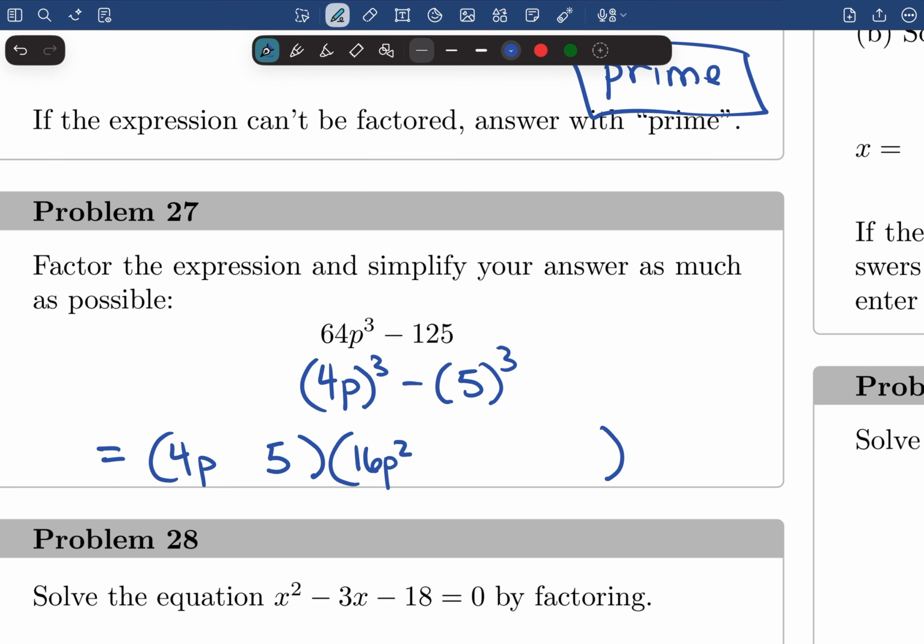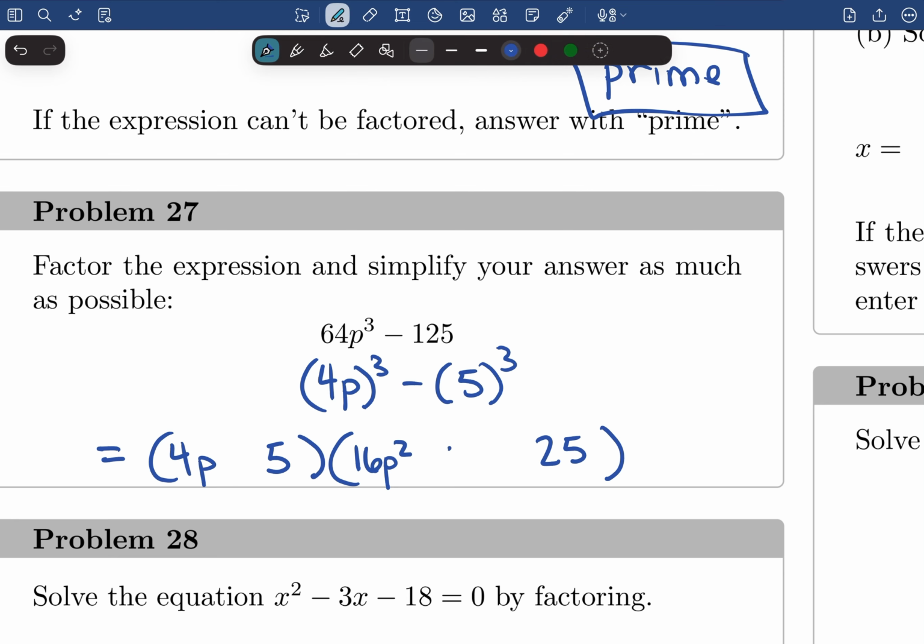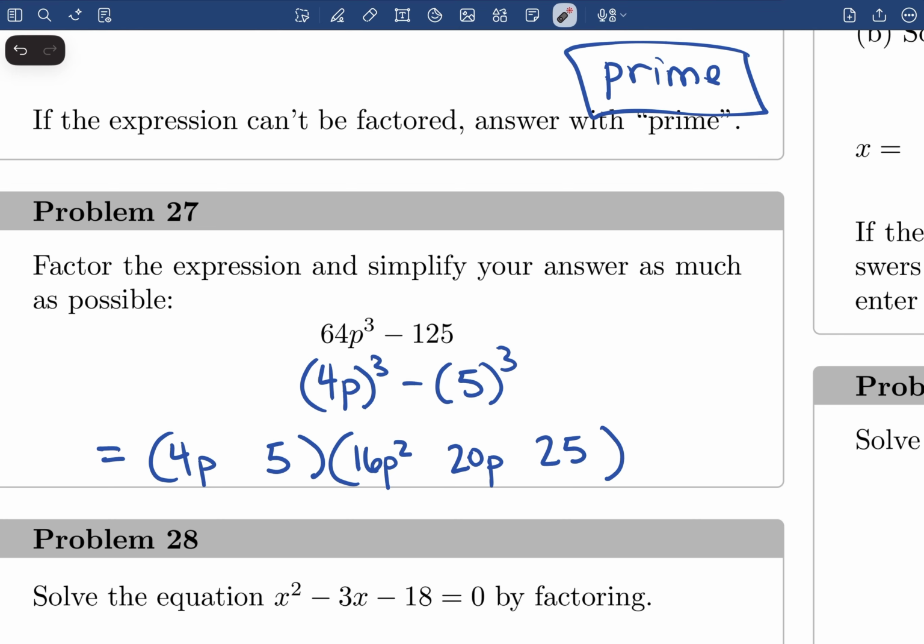5 squared is 25. All right, so what have I just done? I took 4p and I squared it, 16p squared. I took 5 and I squared it, 25. And what goes in the middle of this trinomial is just simply 4p times 5. So take 4p, multiply it by 5. Well, that's 20p. Great. So I've written all of the terms first, and now I'm going to write the signs.